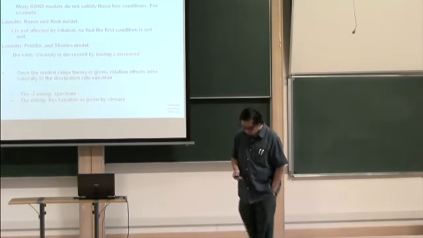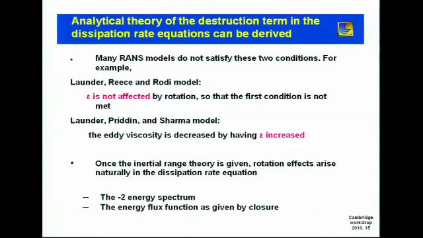One of the issues when we start to do this kind of problem is that some of the classic models, quite widely used in different applications, don't satisfy these two conditions. So let me list two of the very famous turbulence models: the Launder, Reece and Rodi model.